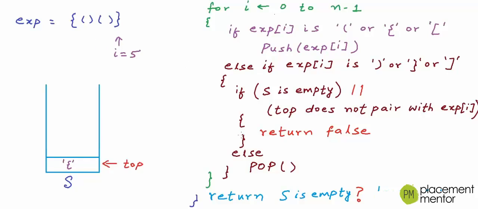Last character is a closing curly brace, so once again we will see whether top of stack is an opening curly brace or not. Do we have a pair or not? Yes, we have a pair, so there will be a pop. With this our scanning will finish. And finally stack should be empty. It is empty. So we have balanced parentheses here.